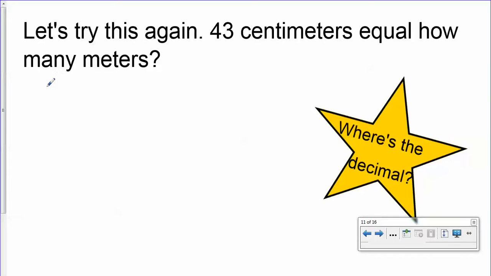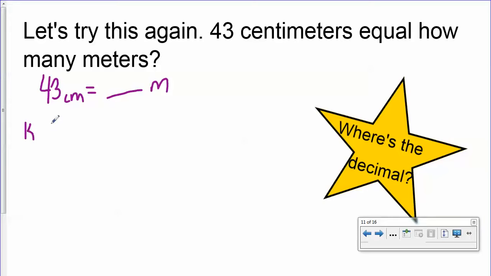Let's try this again. 43 centimeters equals how many meters? So I'm going to write this. I've got my 43 centimeters. I'm writing what I know, and then I'm leaving the blank for what I need to find out. So I'm going to start by writing my chart.